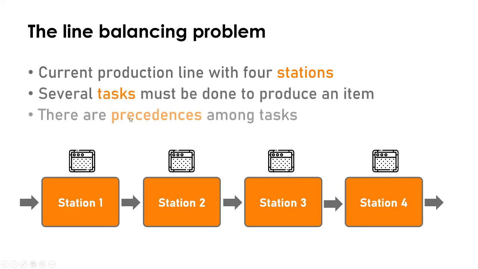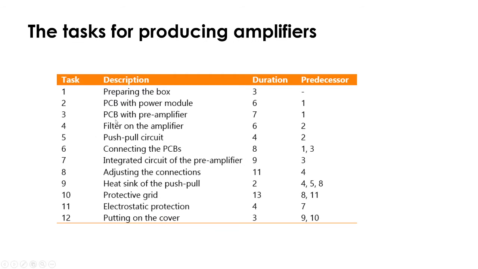And there are precedences among tasks. So those tasks that you have to perform along the different stations should meet some requirements in terms of precedences, as you will understand in a minute when we see the list of the 12 operations that allow Chyp to get an amplifier. First, you have to prepare the box, then you have to assemble the printed circuit board with power module, and then with the preamplifier, and so on.